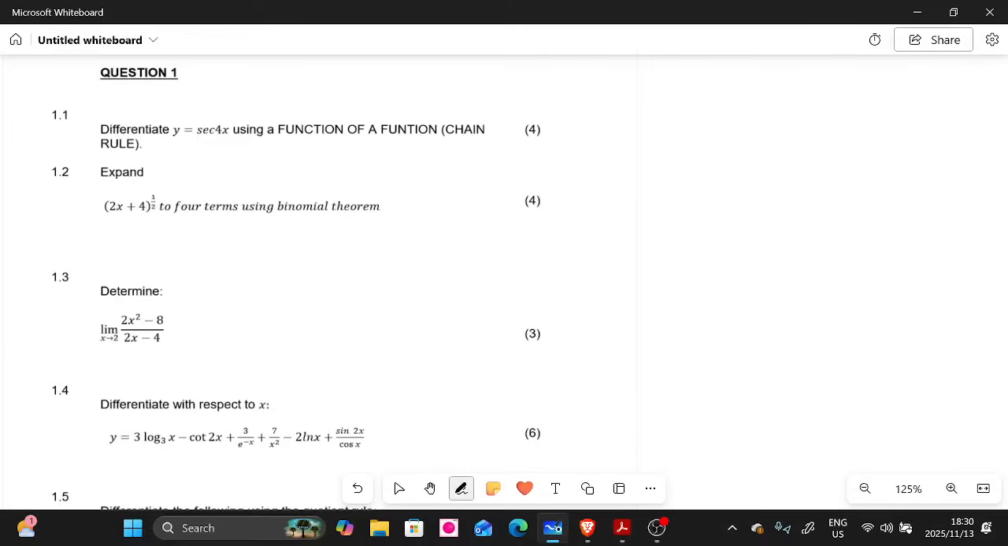Now let's look at 1.2. I hope you can see it. They want you to expand. They just wrote expand, and then we have the expression: open bracket 2x plus 4, all to the power of half. So they want you to expand to at least 4 terms using binomial theorem. So I'm going to highlight here. They want you to expand to 4 terms using binomial theorem.